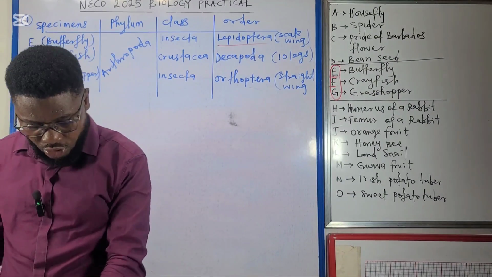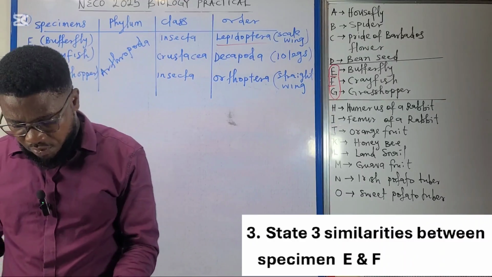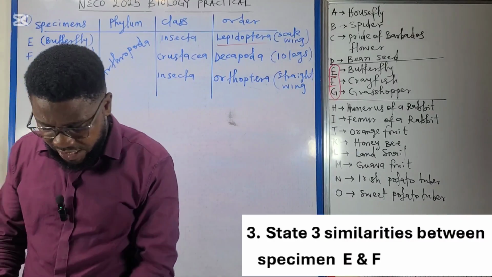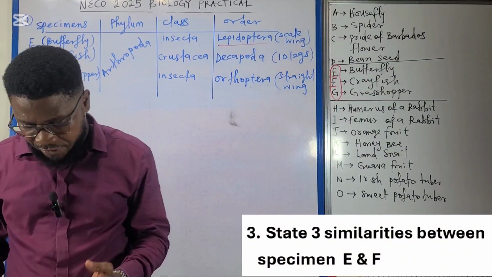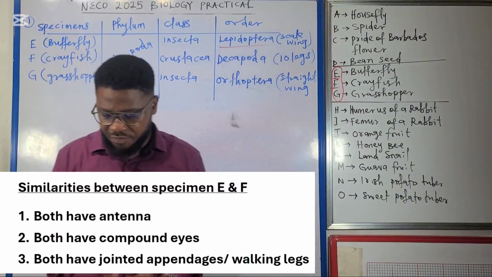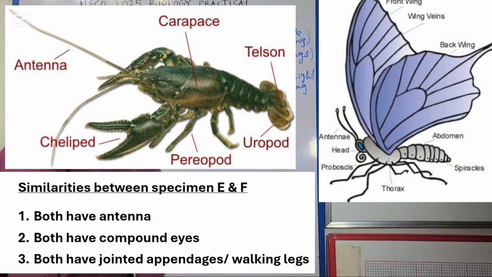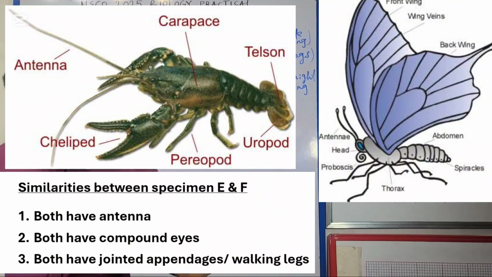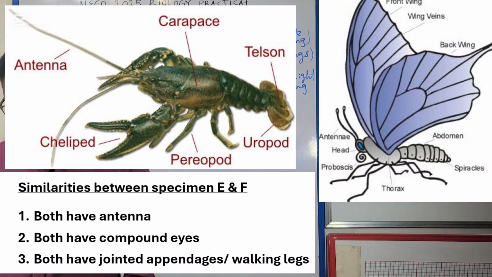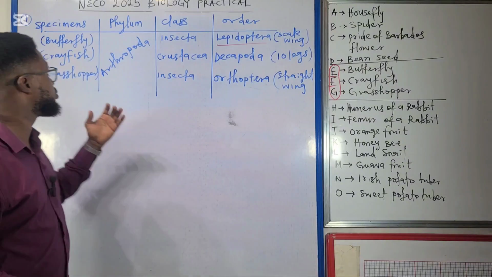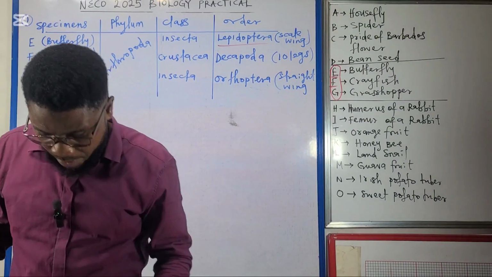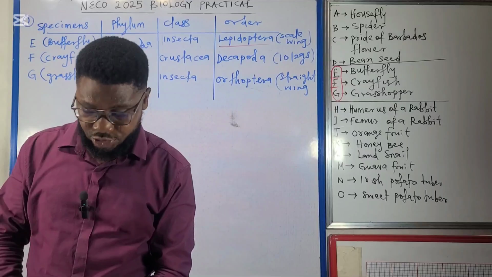Moving on to question 3. It says we should mention 3 similarities between specimen E and specimen F. Specimen E and F both have antennae, both have compound eyes, and both have jointed appendages. Very direct. You look at it. If you look at the diagram on the screen, both have antennae, both have compound eyes for wide view, and both have jointed appendages, as they all belong to the phylum Arthropoda. So that just about ends question 3.